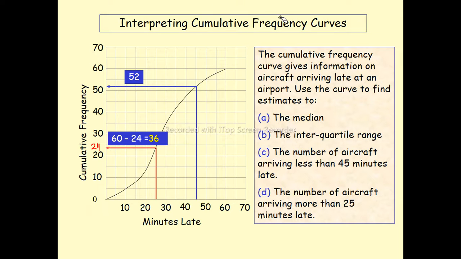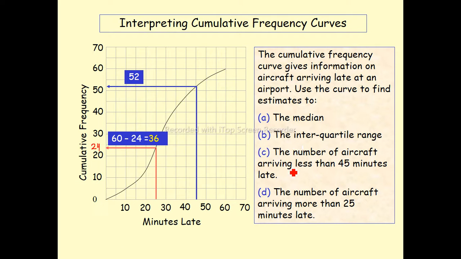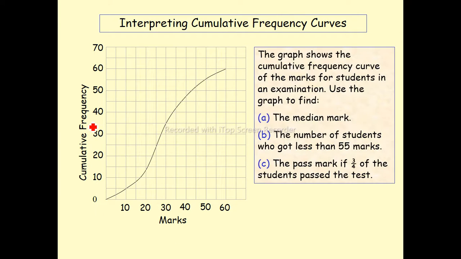Okay, interpreting cumulative frequencies. So the answer for C was, can anyone remember? That was 52. Yeah. And the answer for D was 36. Good. All right. Okay, so interpreting again. Let's go. So marks and cumulative frequency.